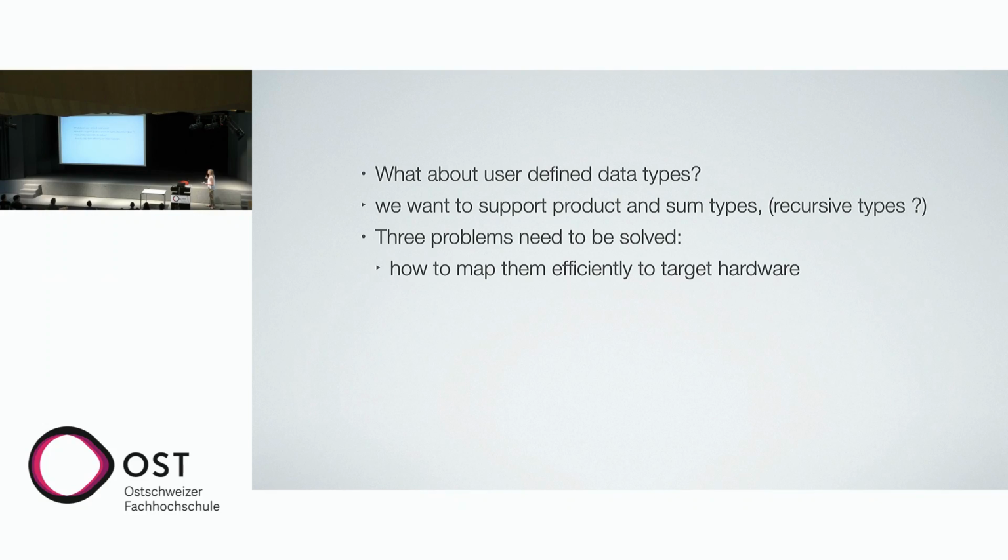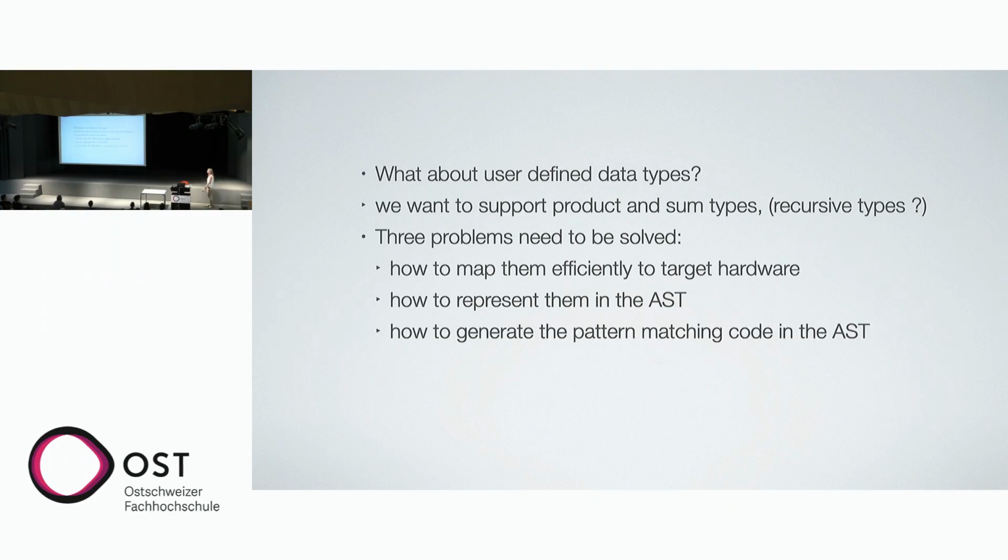So we need to solve three problems. First, if you have a user-defined data type, how to map that efficiently to the target hardware. Second, how to represent these in the AST, because the AST constructors of Accelerate are a fixed set in our library, and now you add new type constructors. So we have to connect that to our basically closed language of existing constructors. And third, we want to have pattern matching on user-defined data types in the embedded language. So how can we do that? And it should also happen without much overhead for the user, not only the user of the data type, but also the programmer who provides these data types.